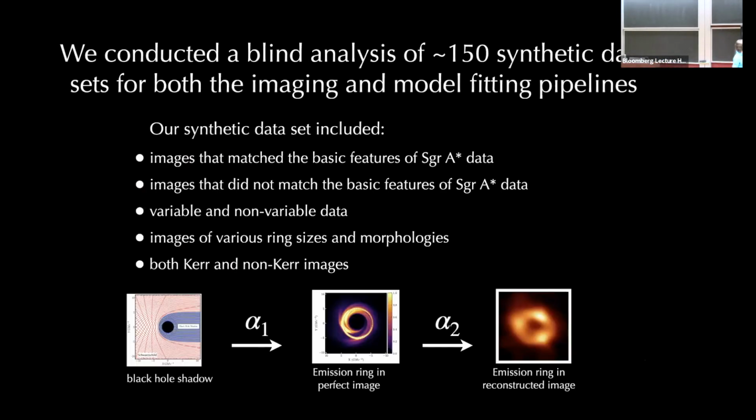So for alpha 2, which is this calibration between the perfect image ring and the ring in the image, we created a set of synthetic data sets, about 150 of them, and we did a fully blind analysis. The idea here is that people in the paper 6 team made this data set and kept everything about it secret, gave it to the imaging and the modeling people. They did all of their analysis, returned the results for us, and then we compared the known values to what they got. And 150 is way less than the hundreds of thousands that I've been talking about.